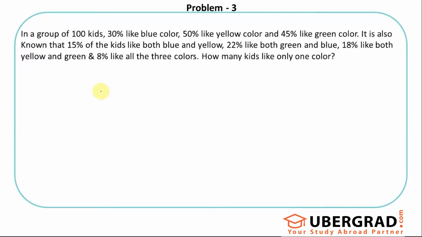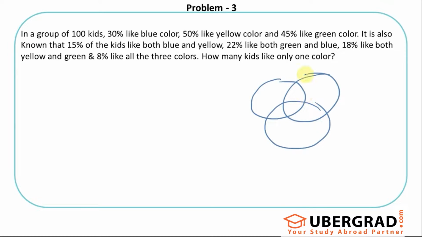Here it's a group of 100 kids, 30% like blue color, 50% like yellow color and 45% like green color. So it's talking about 3 variables like blue, yellow and green. So I have a Venn diagram with 3 circles. And this is what I'll end up with. Let's say this is blue color, this is yellow and this is green color, right? So let me take, as I said, X, Y, Z, A, B, C and the common is P.